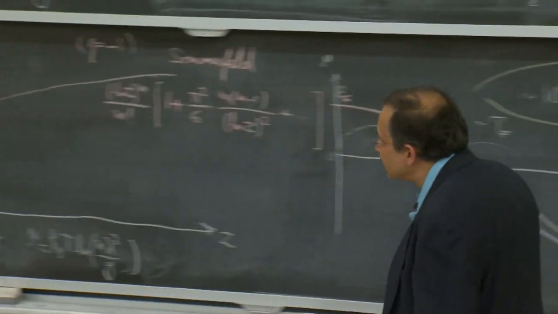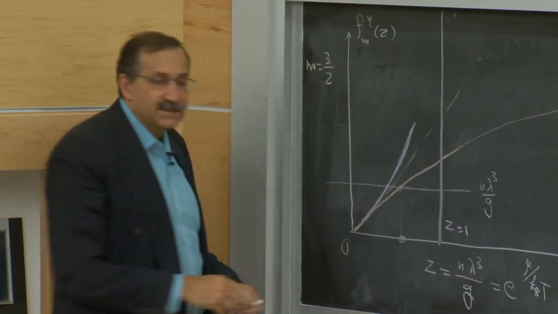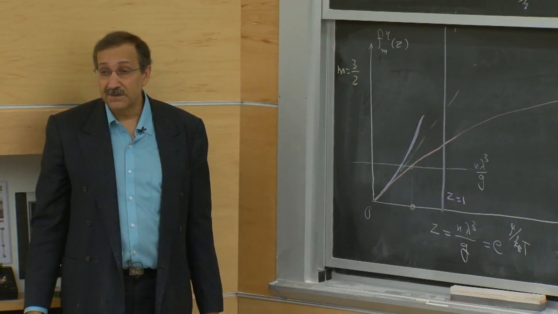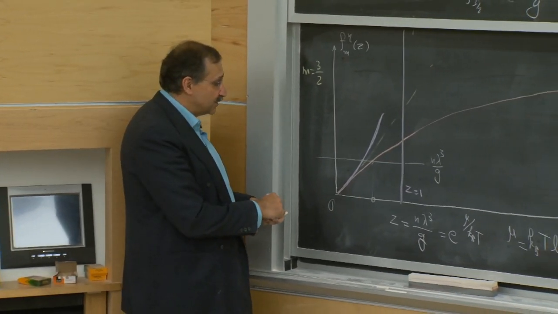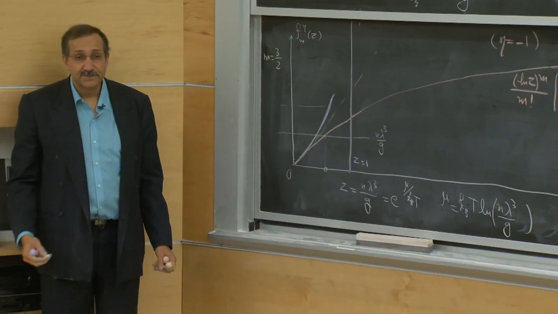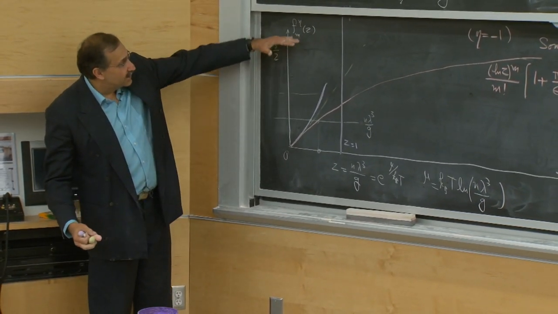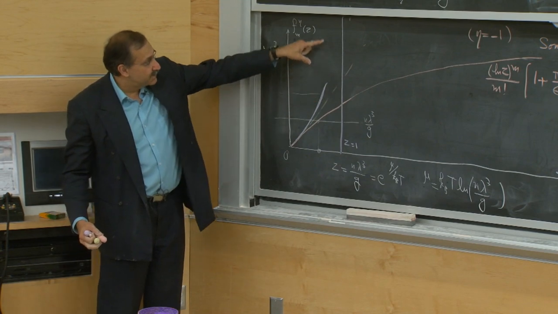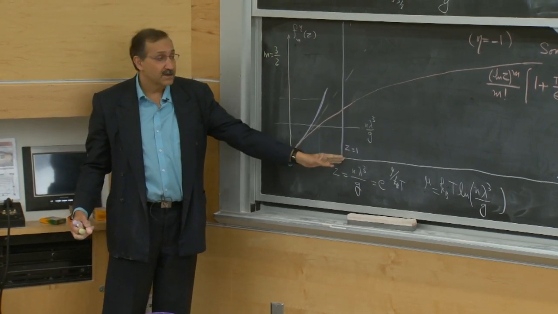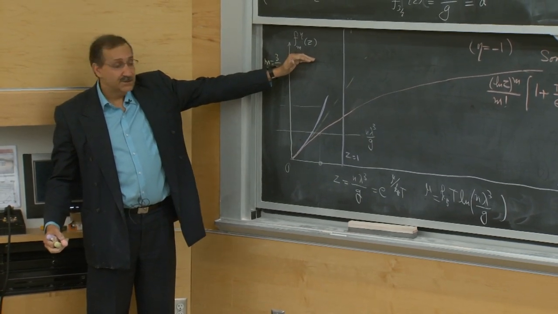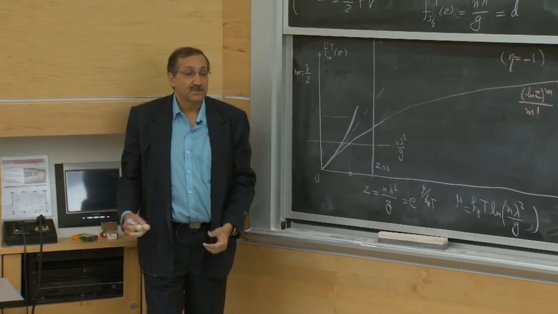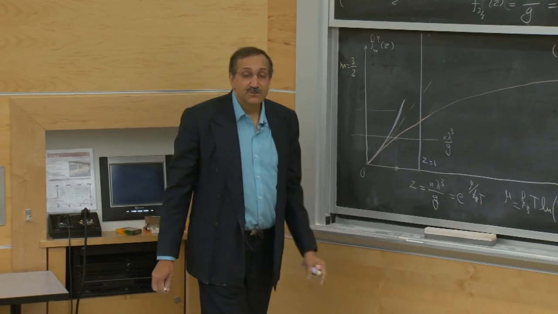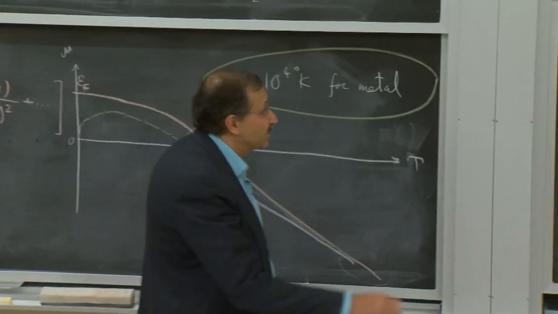You see, my task remains the same: in order to find z, I have to solve graphically for the intersection of the curve that corresponds to f plus 3 halves and the curve that corresponds to density n lambda cubed over g. So what happens as I go to higher and higher values of n lambda cubed over g? One possibility is that this curve just diverges as z approaches 1. Then for every value of n lambda cubed over g, you will find some value of z that will gradually become closer and closer to 1. But is that the scenario? For that, we need to know what the value of this f function is at z equals 1.